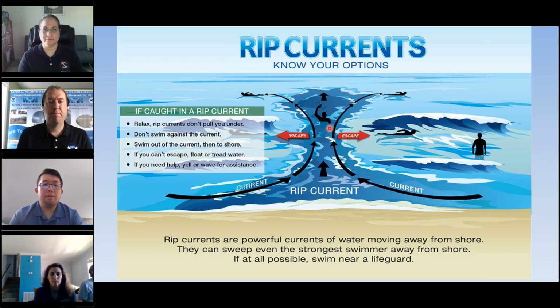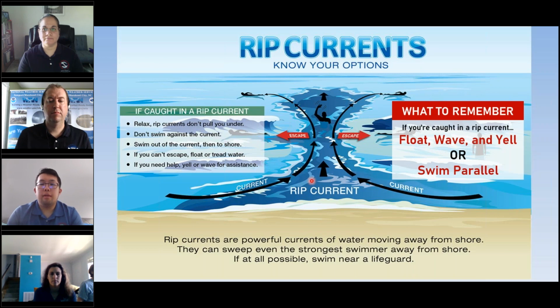And if you can't escape the current, all you have to do is float, wave, and yell for help if you need assistance. So really quickly, again, what should we remember? If you're caught in a rip current, you can float, wave, and yell for help, or you can swim parallel to the shore and then back in towards land. All right?